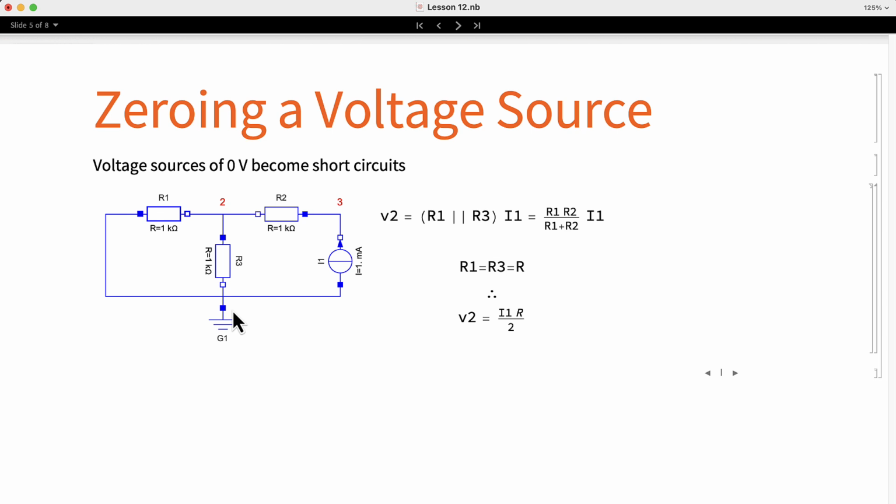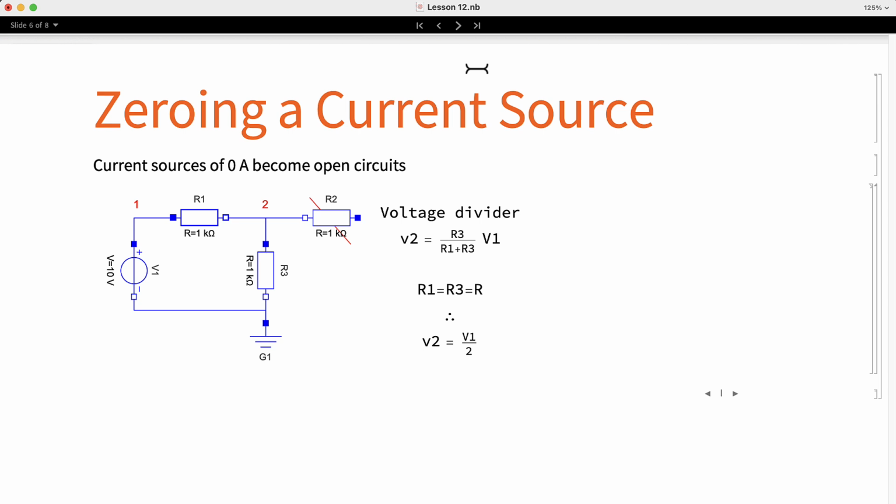If I'm interested in getting the voltage V2, we can easily solve this circuit. Resistors R1 and R3 are in parallel. By calculating the equivalent resistor and multiplying it by the current value, we can obtain the voltage. Since we assume that both resistors have the same value R, we can simplify the result as follows. Let's continue with the current source.